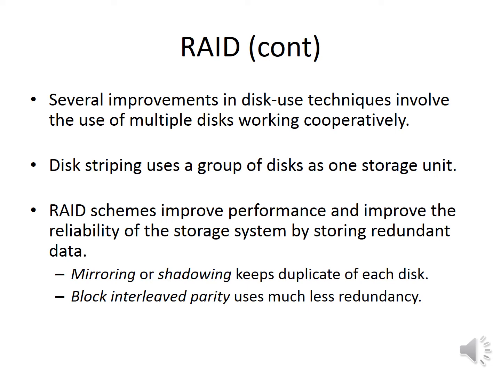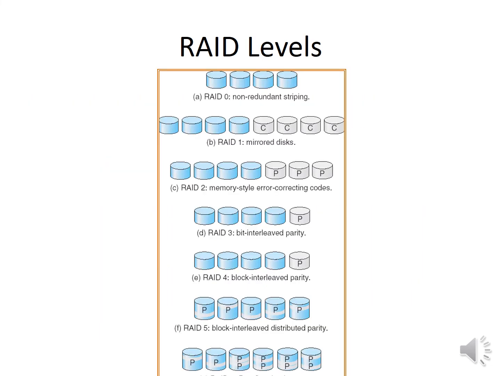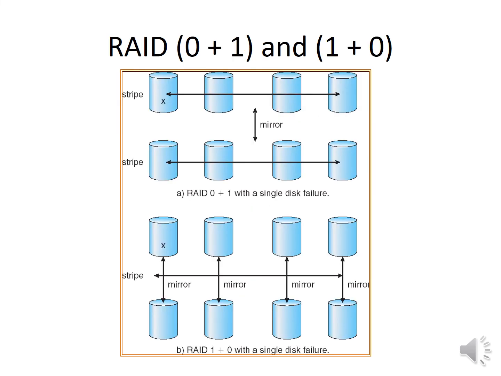Mirroring keeps a duplicate of each disk. Block interleaved parity uses much less redundancy. Various levels 0, 1, 2, 3, 4, 5 are there, and 0 plus 1 and 1 plus 0, the mirroring.